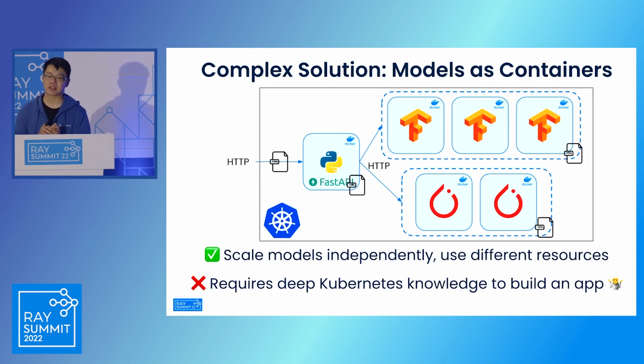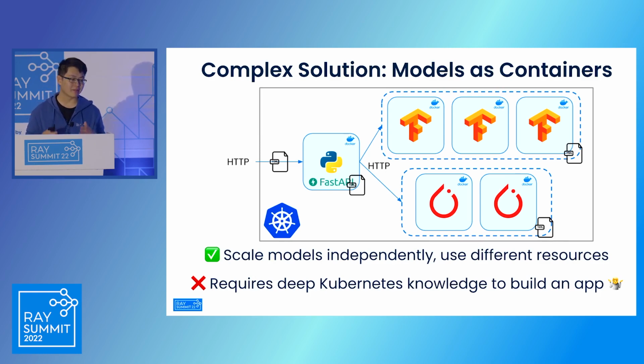A better approach here is to split each individual piece into its own component, into its own container. So you can imagine you can put the TensorFlow model in its own container, the PyTorch model in its own container. Maybe you have another web application, FastAPI, to orchestrate the requests in essentially the microservices style. But this approach, of course, requires a lot of care in operating and deploying them in production.